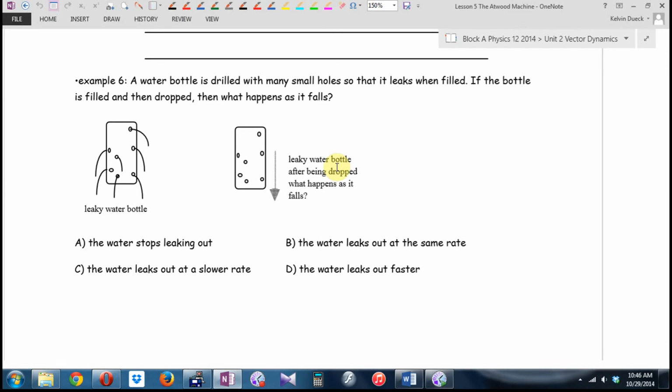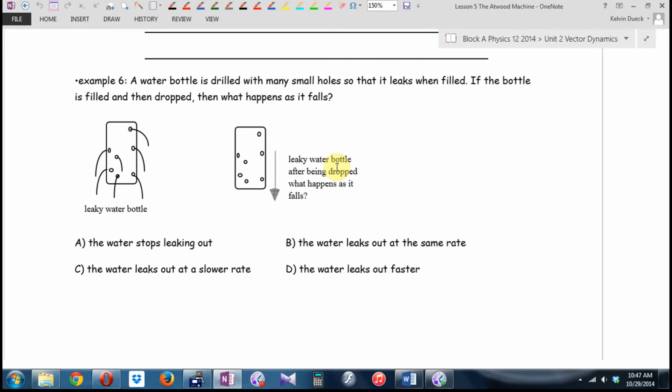And this is going to be our thought experiment. And then we're going to try the experiment. And this may involve two of our finest and best getting a little wet. So here is the question. It says this. A water bottle is drilled with many small holes so that it leaks when it's filled. If I fill it up and I drop it from a height, while it's falling, what happens?